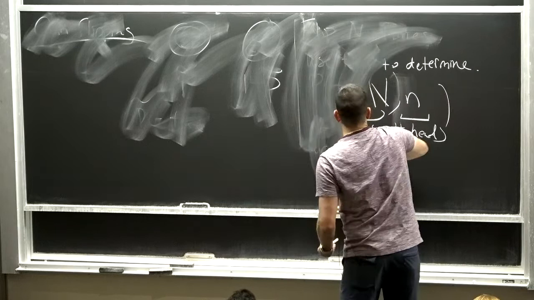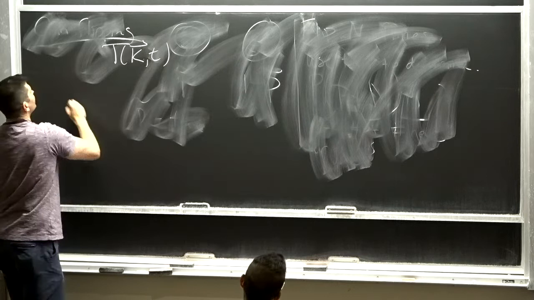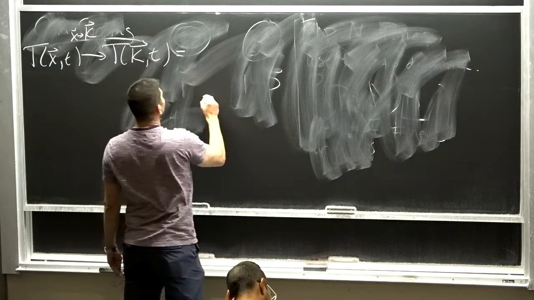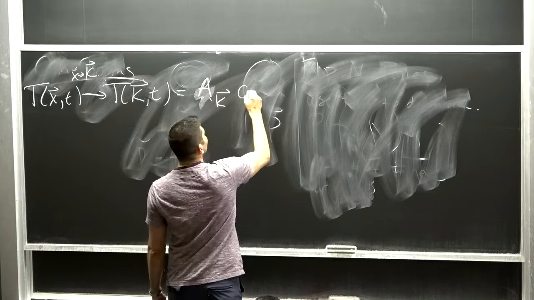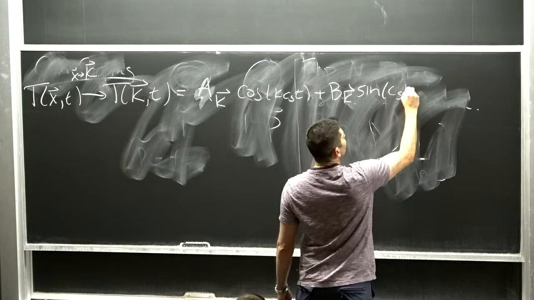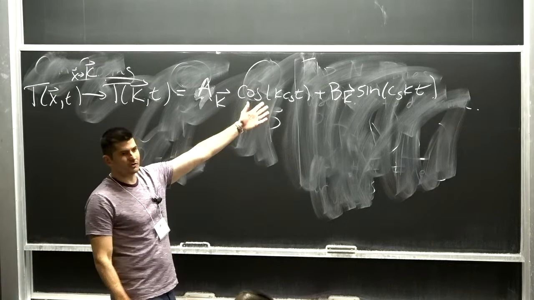So I have my temperature, and I'm going to Fourier transform it. I might guess that this is just the solution to the wave equation in Fourier space with some coefficients A and B. And I guess that these coefficients A and B are totally random numbers. So we'll say they're drawn from a Gaussian.